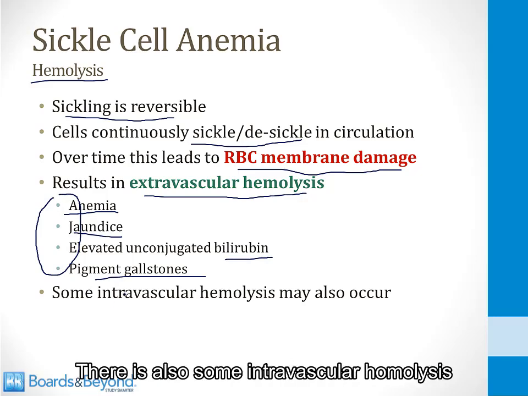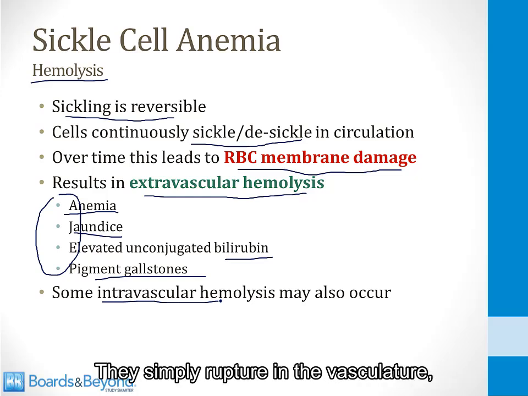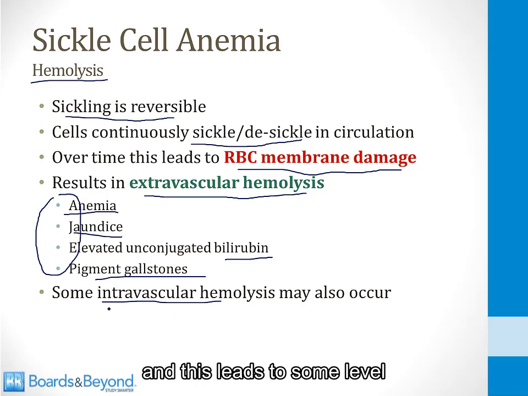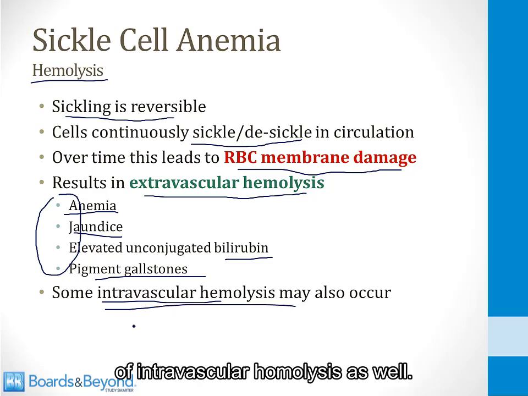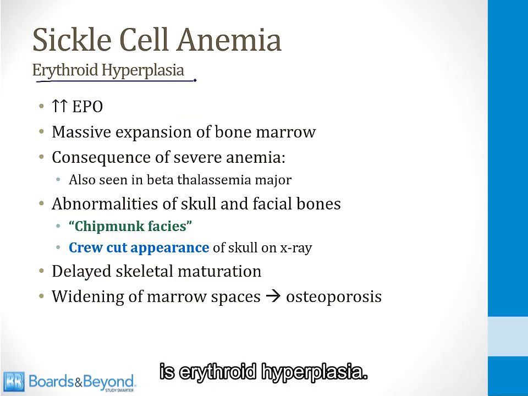There is also some intravascular hemolysis that can occur. Sometimes when the cells sickle and desickle, they simply rupture in the vasculature, and this leads to some level of intravascular hemolysis as well. Another consequence of sickle cell anemia is erythroid hyperplasia.